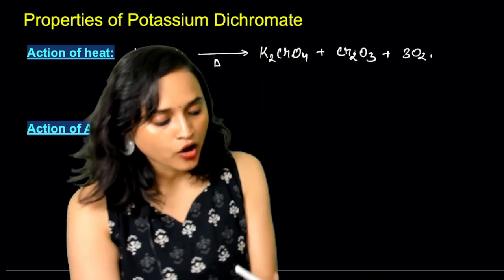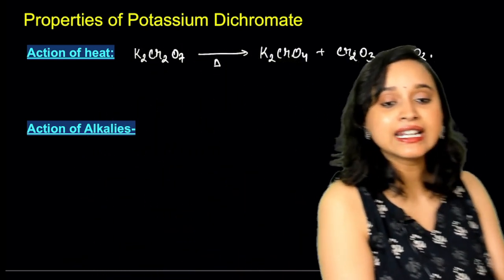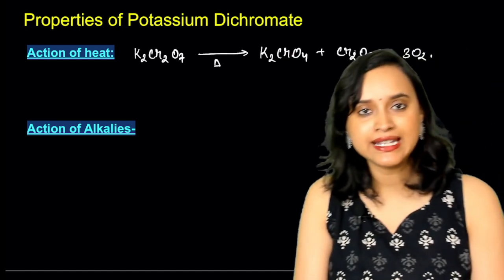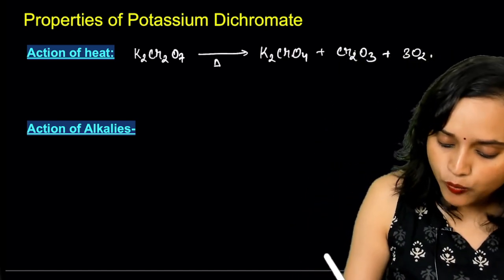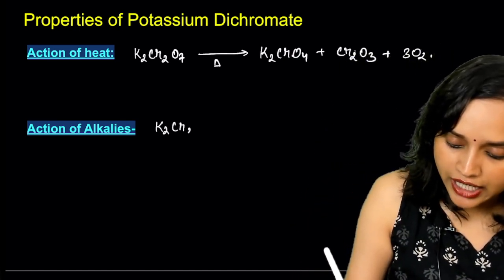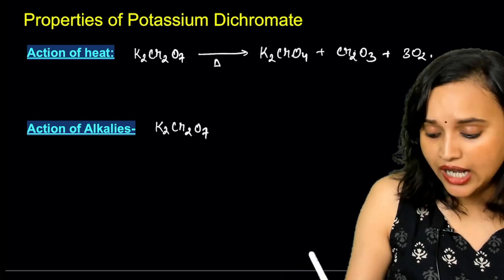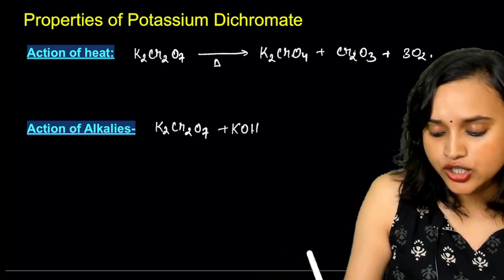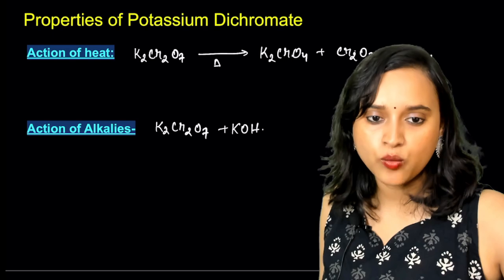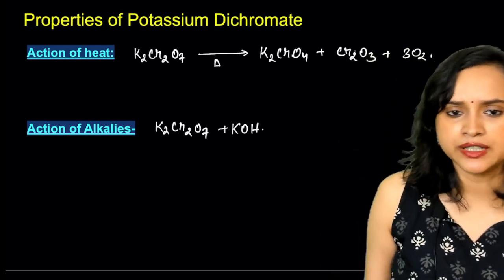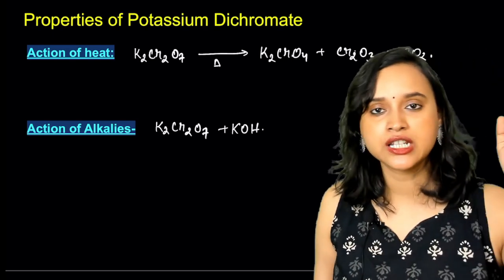Okay. Alright, now let's come to action of alkalis. Alkalis means bases, correct? So number one thing is that if you take potassium dichromate, that is K2Cr2O7, and make it react with potassium hydroxide, what are you expecting to happen?